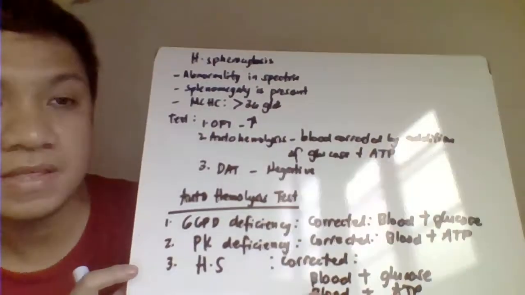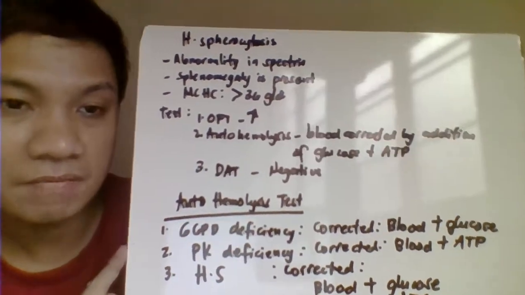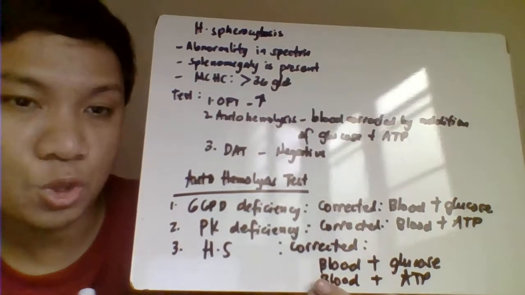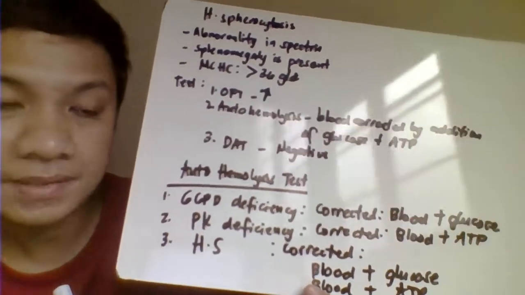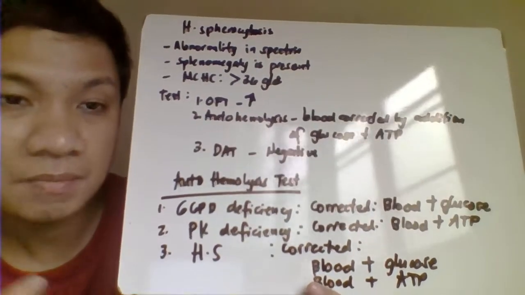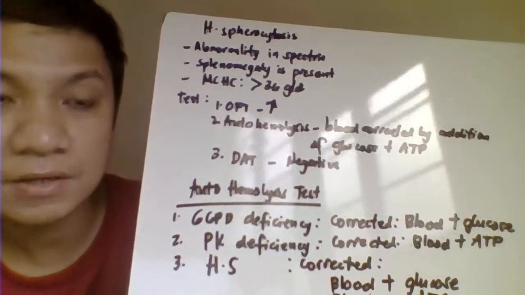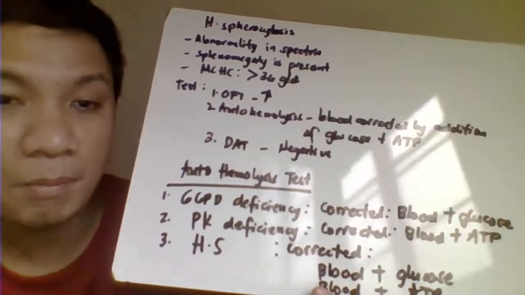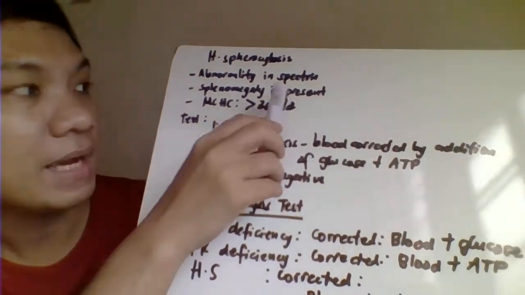Okay, then we have also the hereditary spherocytosis. Hereditary spherocytosis is defective in the spectrin. So spectrin is needed in order to maintain the biconcave shape of the RBC. Once your RBC becomes a sphere, that would increase sequestration by the spleen because it would be recognized by our spleen as having abnormal morphology. So, increased sequestration by the spleen results in splenomegaly.